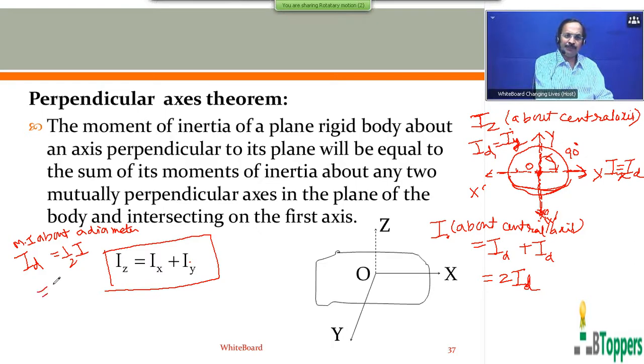So the moment of inertia about the central axis of symmetry for a uniform circular disk of mass m and radius r is given by mr square by 2. So we can write Iz equal to mr square by 2. So the moment of inertia of a uniform circular disk of mass m and radius r about a diameter of the disk can be written as mr square by 4.